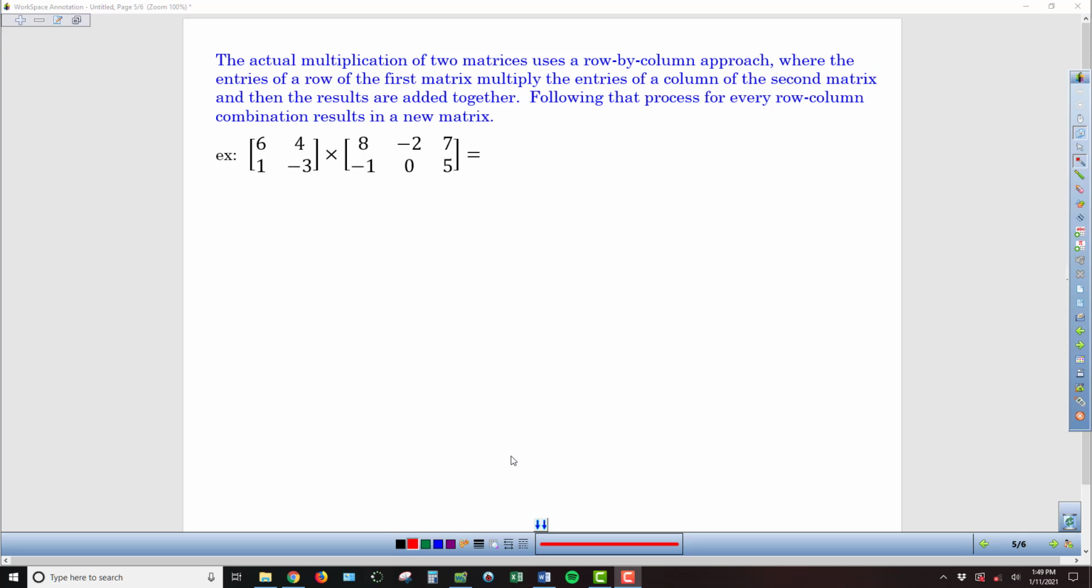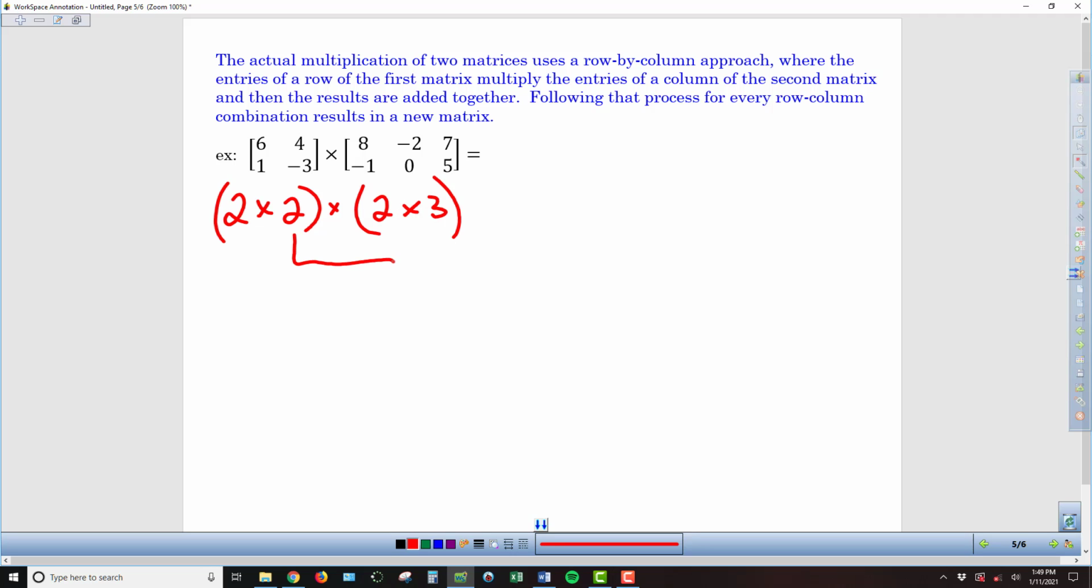So once we determine that we can multiply two matrices, how do we do so and arrive at the final answer? Let's take a look at the example in front of us here. To start off, let's confirm that we can indeed multiply these. Here I have a 2 by 2 matrix that's multiplying a 2 by 3 matrix.